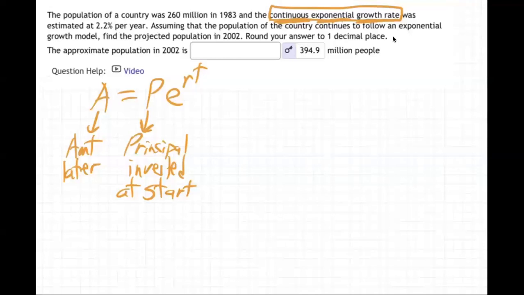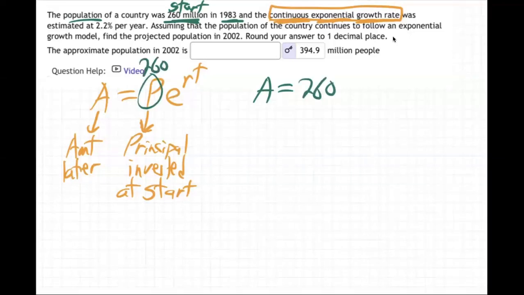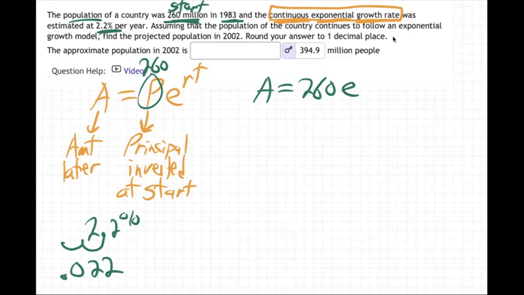So, okay, what does this mean then? They're telling us it was 260 million population in 1983. That's going to be our start. So the amount equals 260. The P is the 260 because that's the starting amount of people in 1983. And R is 2.2%. Remember, you've got to take that 2.2% and move the decimal back 2 places, so it would be 0.022, right? We always move a decimal back 2 places when we change from percentage to decimal. So it's going to be e to the 0.022 T. Is that making sense so far?